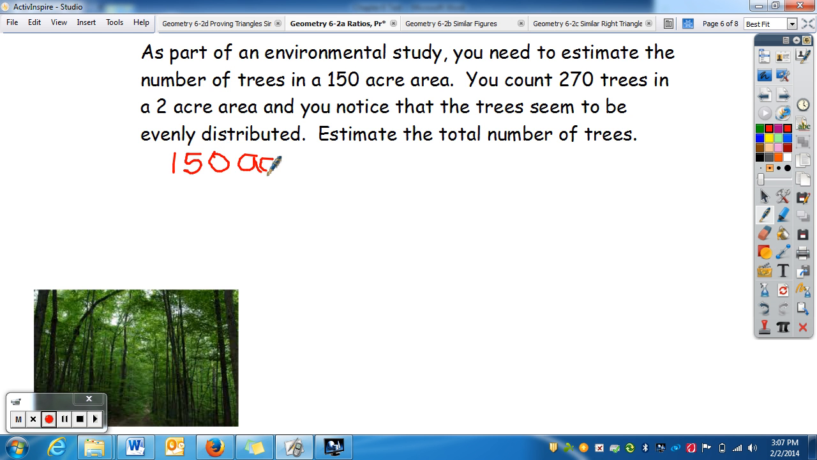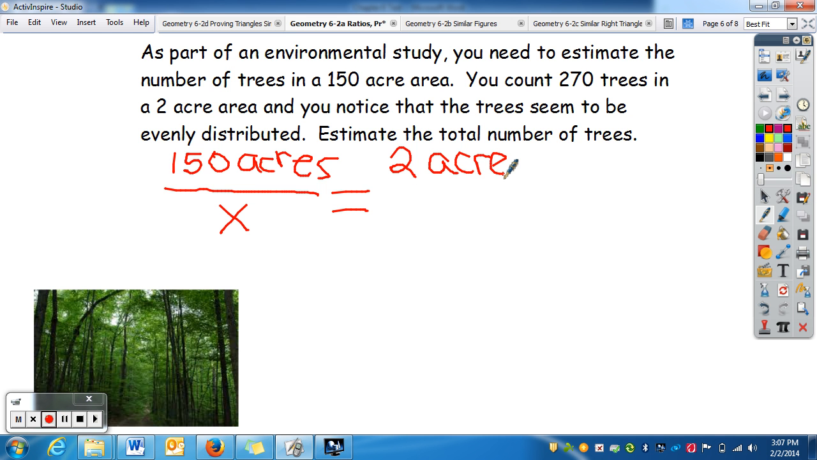So there's 150 acres. Alright, my tablet just stopped writing. There's 150 acres, and in the 150 acres, we need to know how many trees. So we're going to say that's x. We don't know that. However, we do know in the 2-acre area, there are 270 trees.